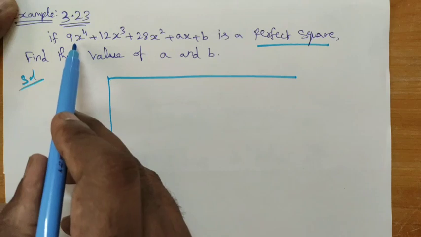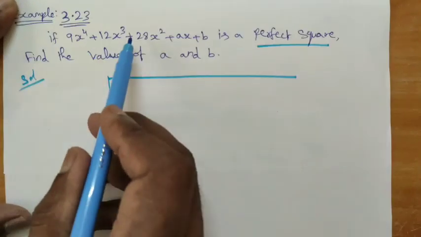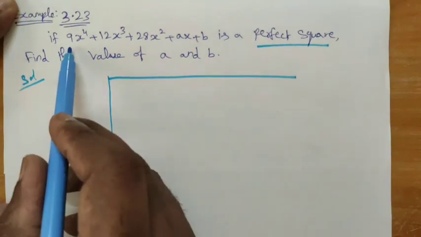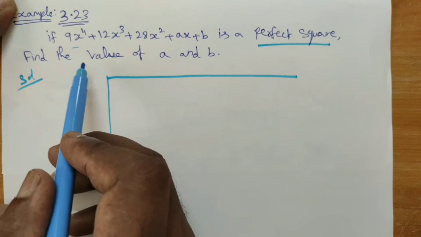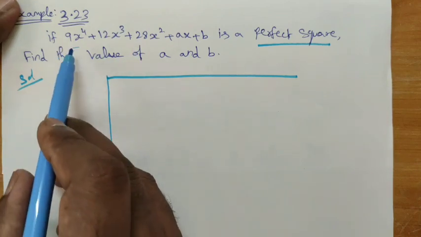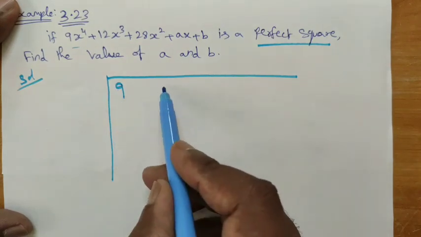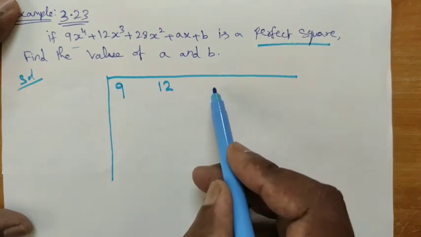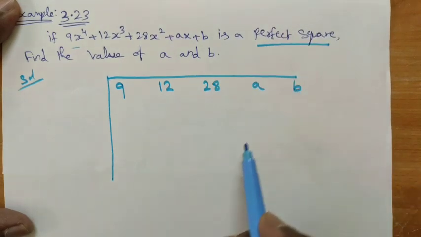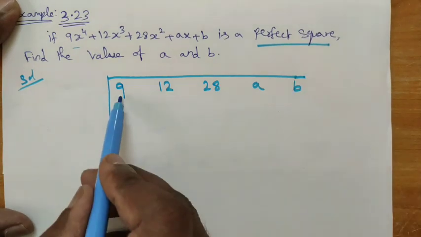So first, the coefficient of x power 4, and first we check whether the order is in the right form or not. X power 4, x cube, x square, a and b. The polynomial we can write in ascending order or in descending order, that is our choice. The coefficient of x power 4 is 9, x cube is 12, x square is 28, and then a and then b. We want to find the value of a and b.